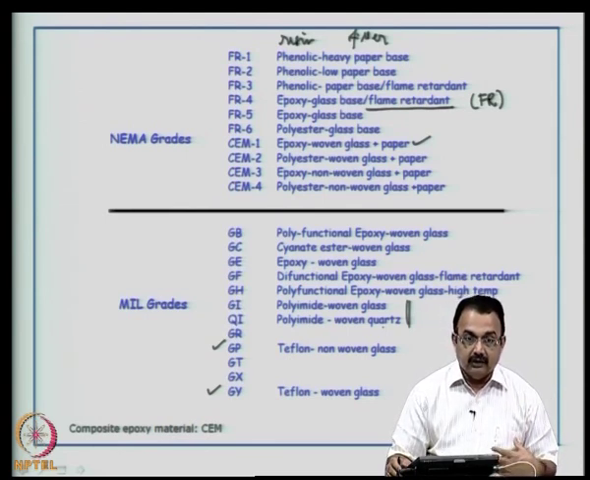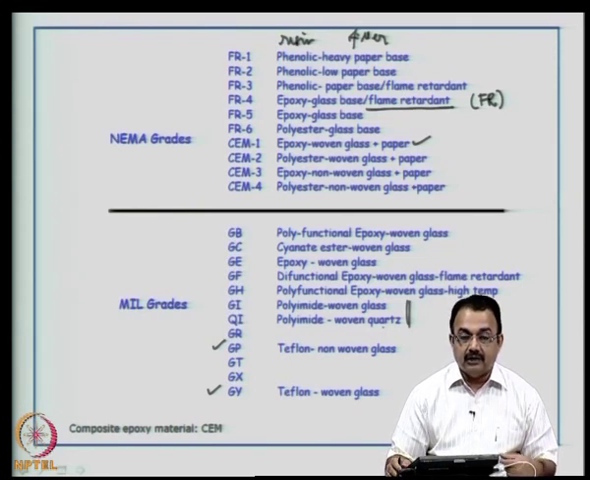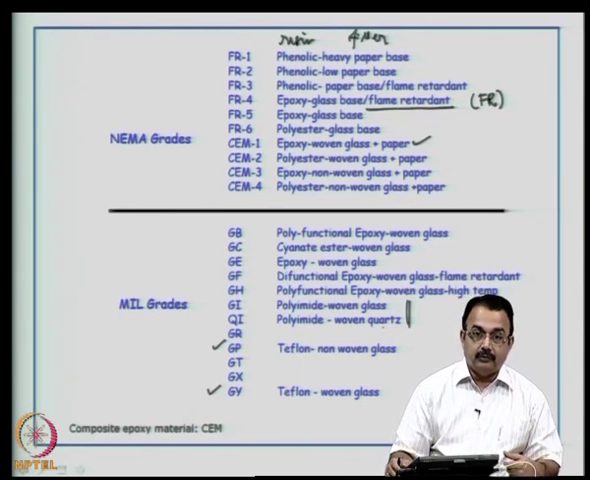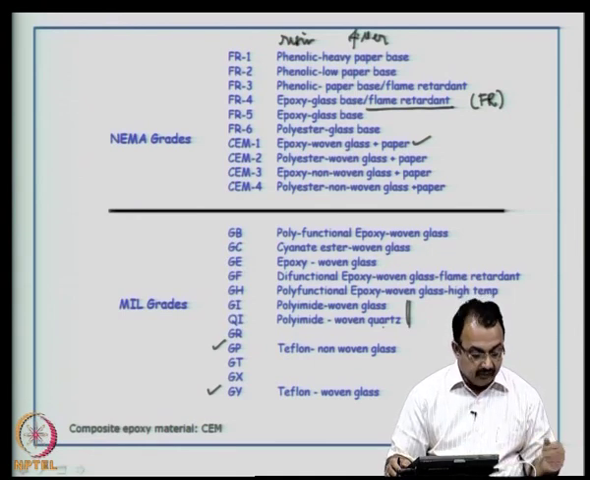If you look at this big list of NEMA grades and mill grades, all of them are not economical. Some of them are expensive because they target certain specifications and applications. For example, it could be high frequency application, it could be for space applications. So, very common consumer electronics typically use the most economical FR4.